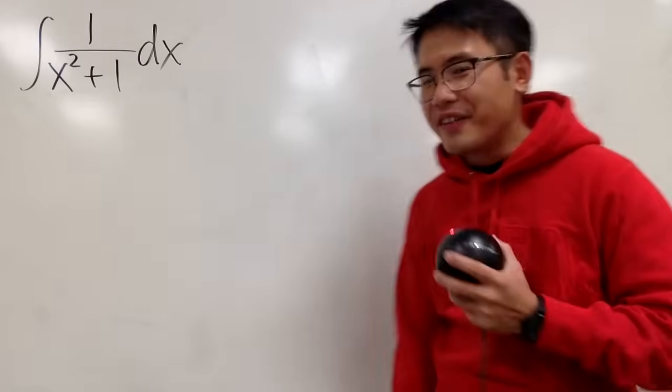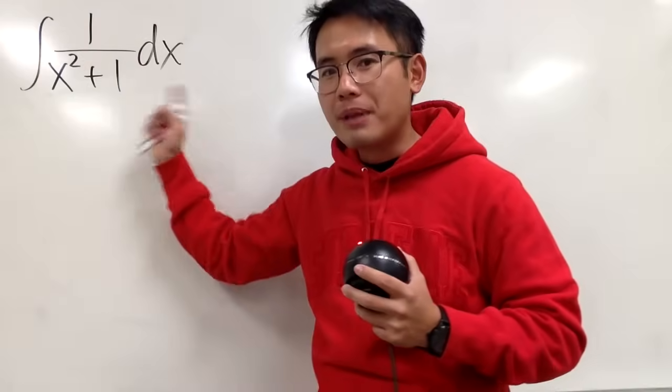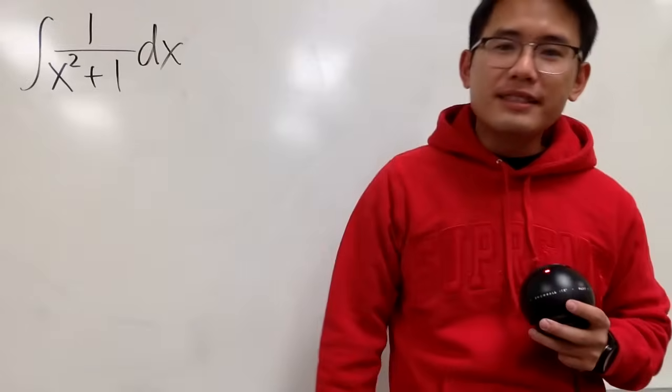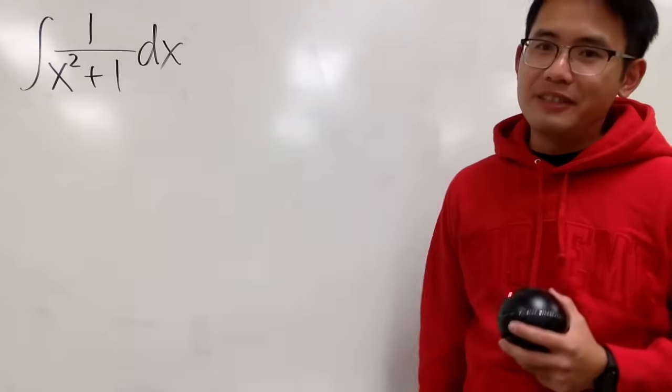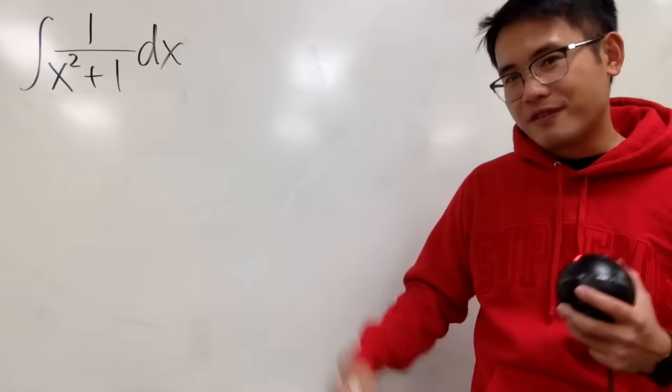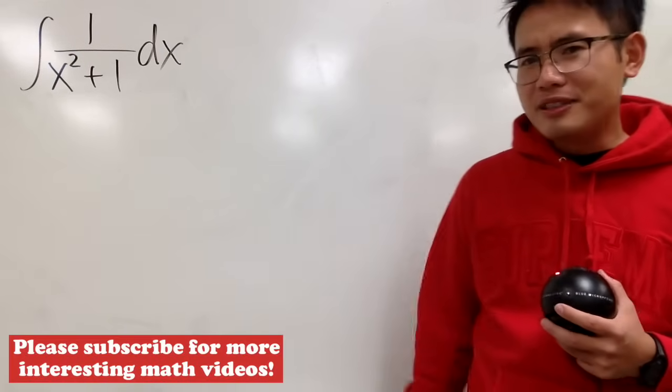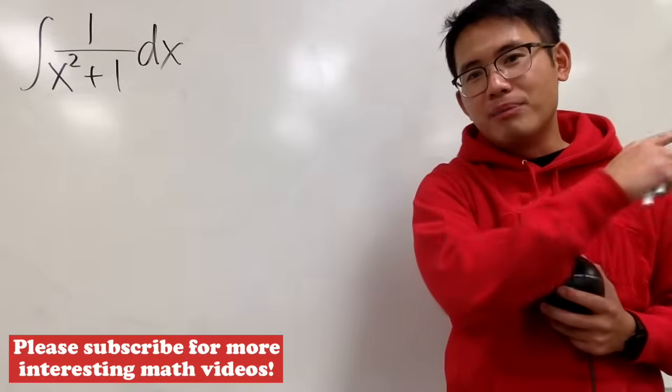Okay, let's do some math for fun. Here we're going to integrate 1 over x squared plus 1 dx. Of course, you guys can just tell me the answer is inverse tangent of x plus c. But in that case, where's the fun, right? Anyway, that was just the answer in the real world. Why don't we go to the complex world now?